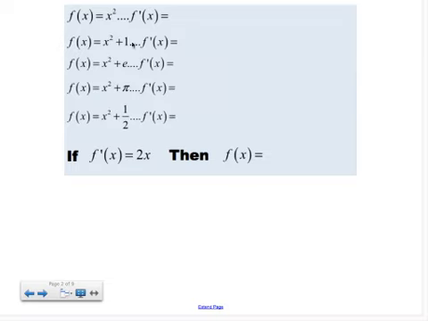Okay, we're going to do a couple observations here. I have a bunch of different f of x functions here. They're all x squared plus a number. So let's observe something here.